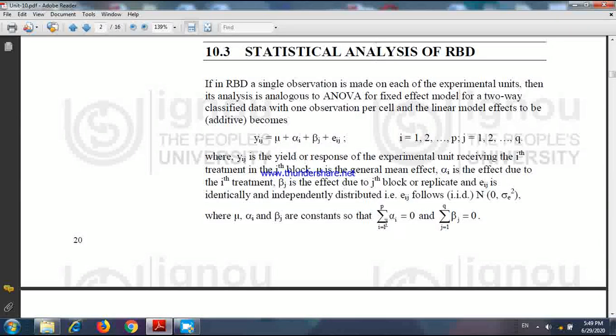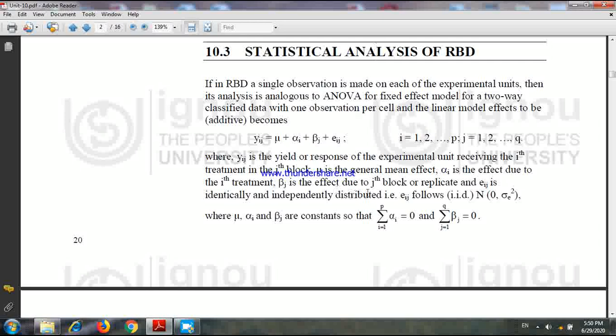And what is this mu? Mu is the general mean effect, that means the mean of all those observations. And what is this alpha? Alpha is the effect due to the ith treatment. Actually, this is the additional effect due to the ith treatment. Additional effect means the additional effect over the mean effect of the ith treatment.